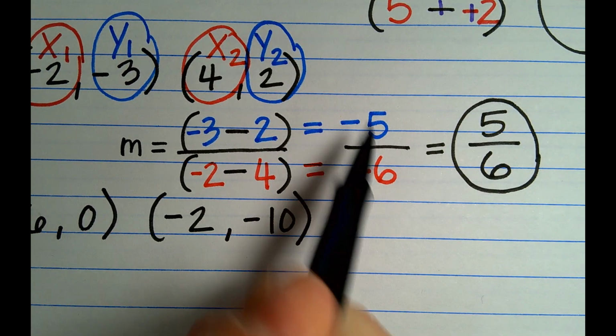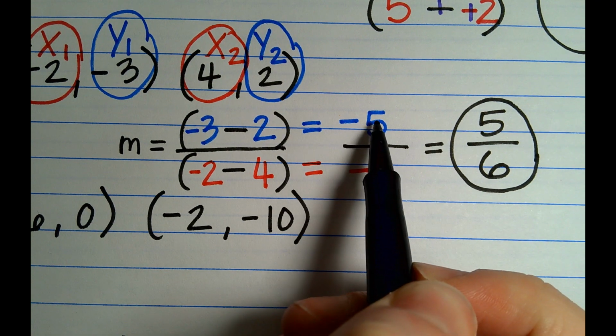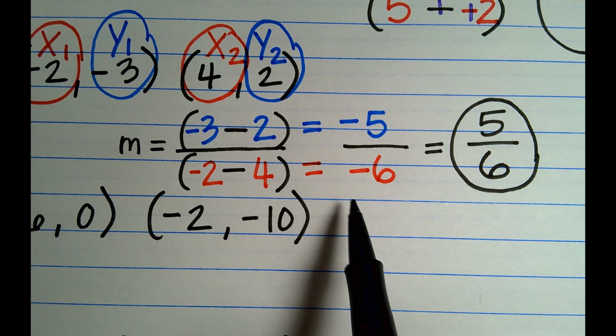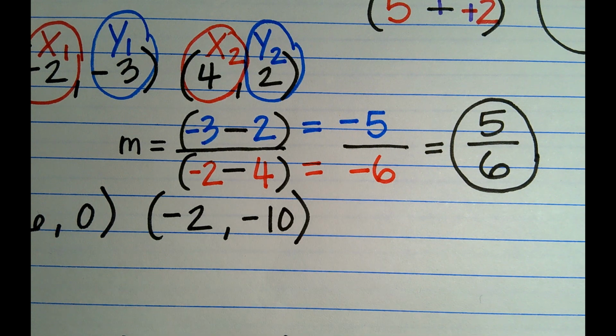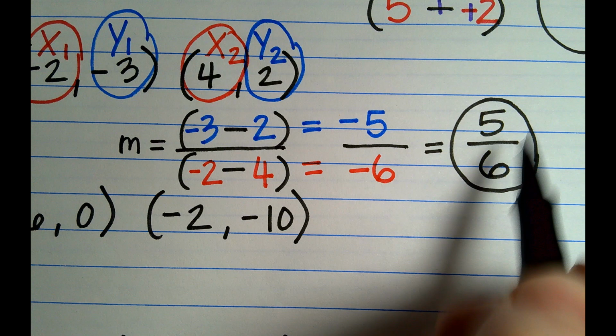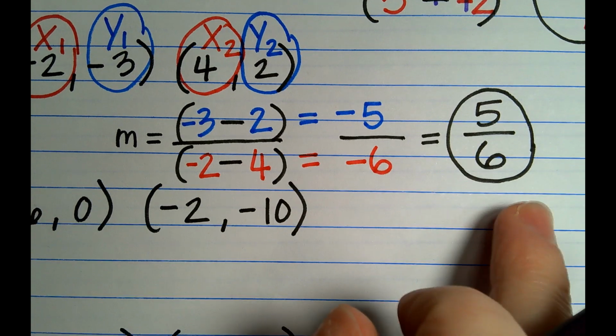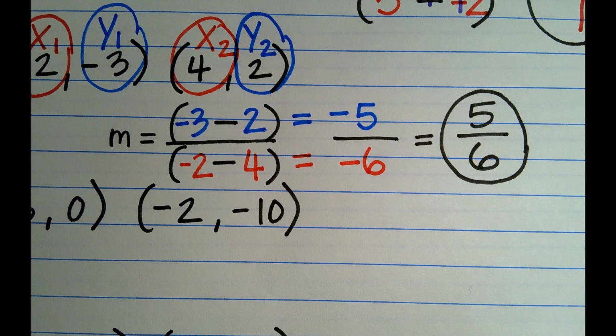Because a fraction like this is really a division problem. This means -5 divided by -6. If I were to type that in on my calculator, I would see that I would end up with a positive number as my answer. So we want to rewrite that as positive 5 over 6.